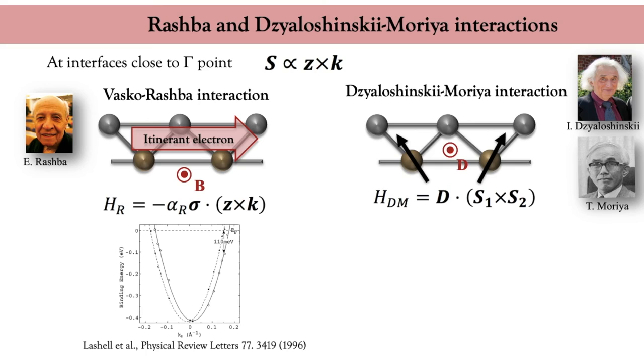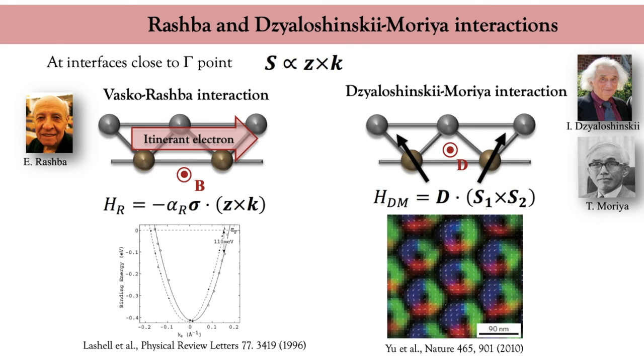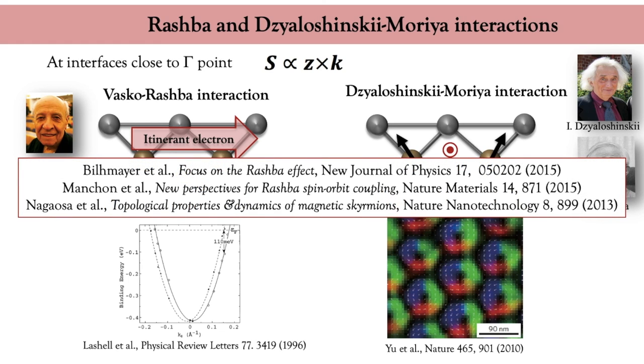A beautiful consequence of this interaction is the stabilization of chiral magnetic textures such as magnetic skyrmions, as shown in this groundbreaking picture taken by Tokura's group in 2010. This concludes this second lecture. If you are interested in these topics, Rashba interaction and Dzyaloshinskii-Moriya, I encourage you to have a look at these reviews.